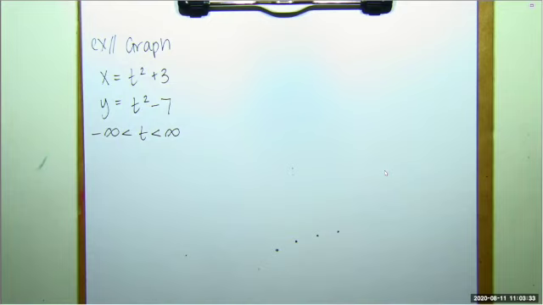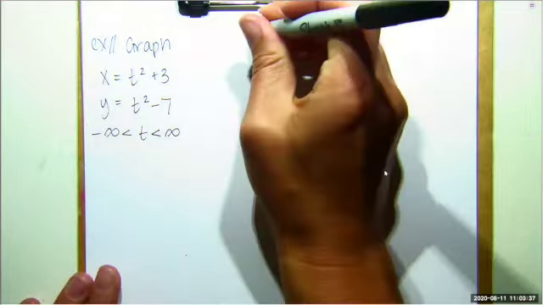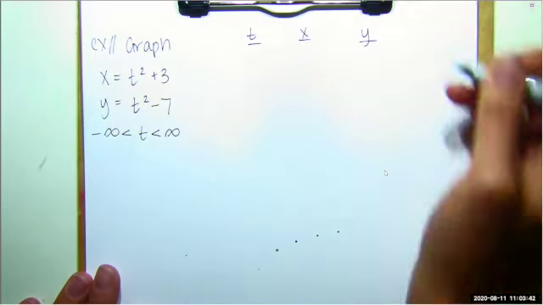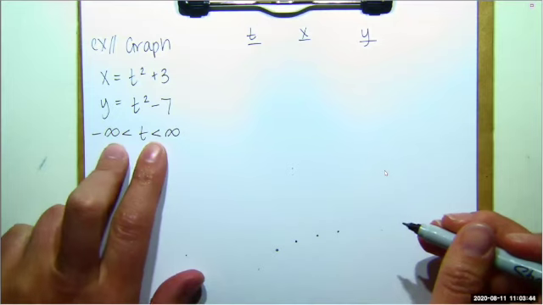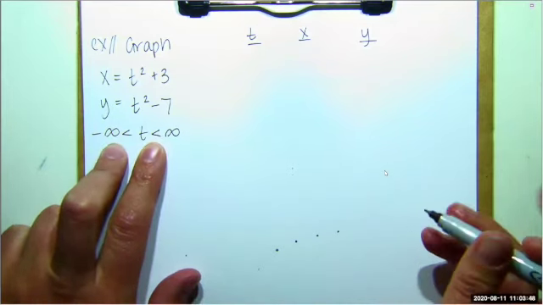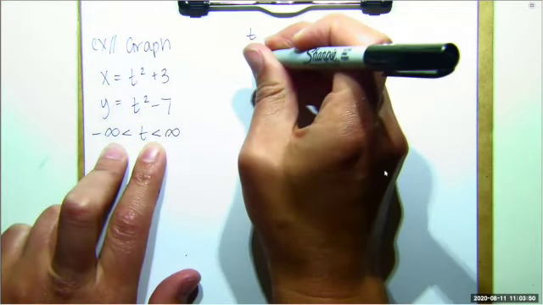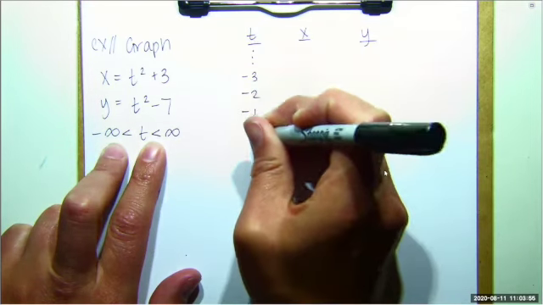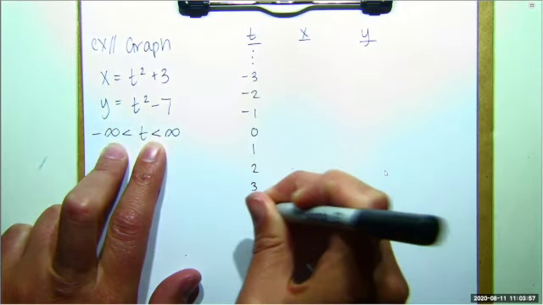Sometimes they're not obvious at all. So what we want to do when we don't know what something looks like is make a chart of values. So I'm going to make a column for t, and then we'll have x and y in terms of t. So t can be anything from negative infinity to positive infinity. So it's usually helpful to pick a few values around 0. I'm going to put dot, dot, dot here to remind myself it continues. So I'm going to pick negative 3, negative 2, negative 1, 0, 1, 2, 3, and I'll put dot, dot, dot.